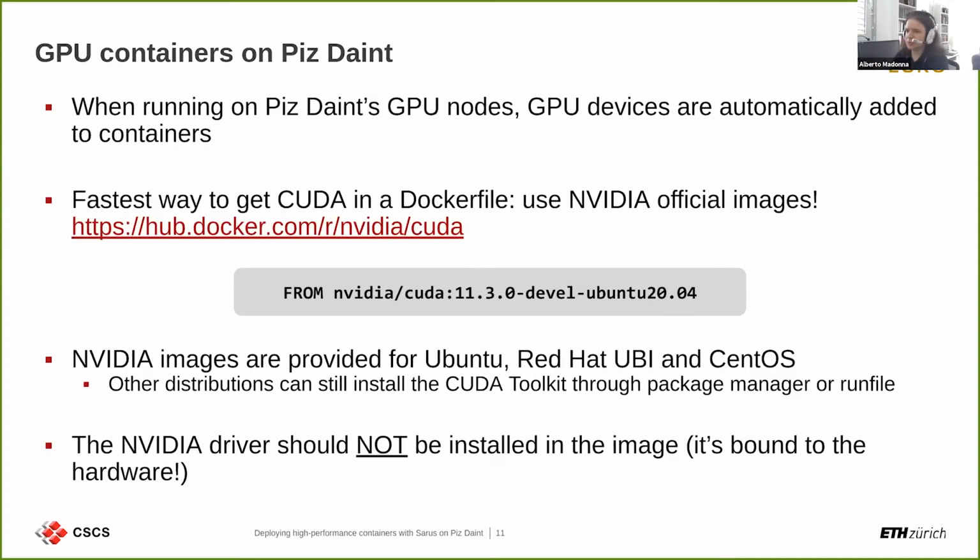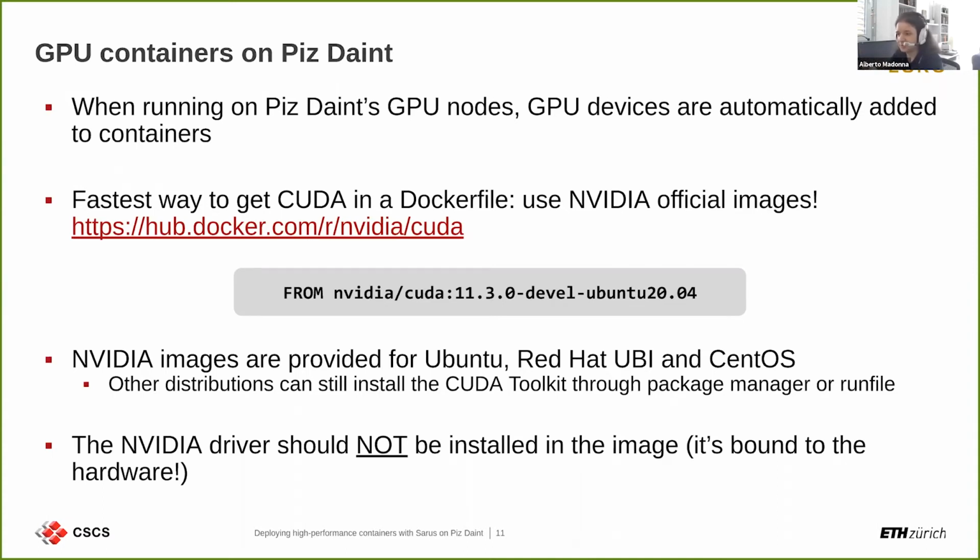Coming now to GPU containers. For GPUs, things are even simpler, because when running on Piz Daint's GPU nodes, no explicit user action is required in order to enable GPU devices inside containers. They are automatically added by Sarus. So the only thing that is needed is to provide the CUDA toolkit within the container image.